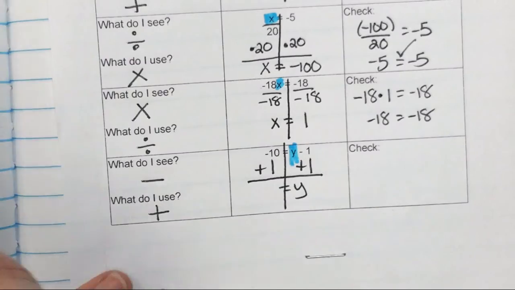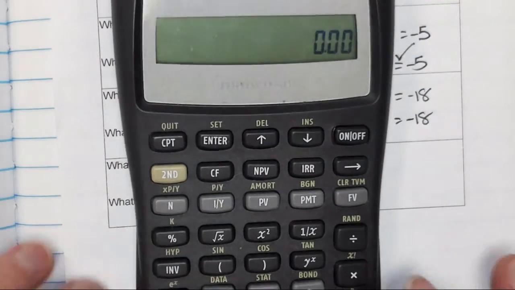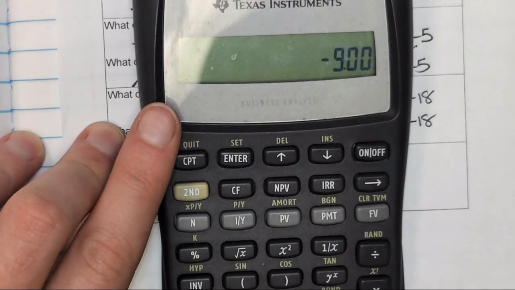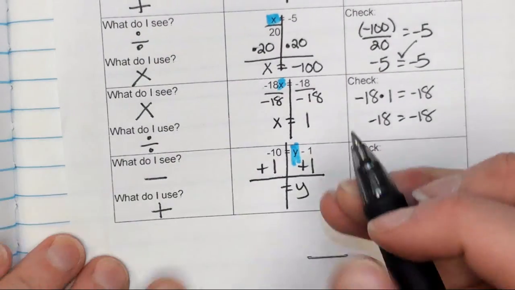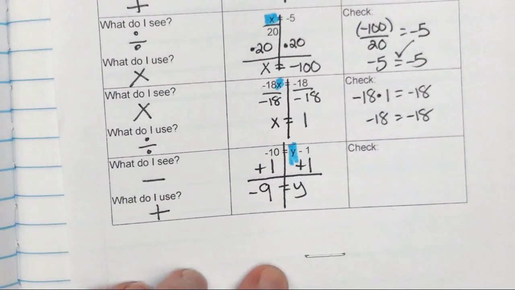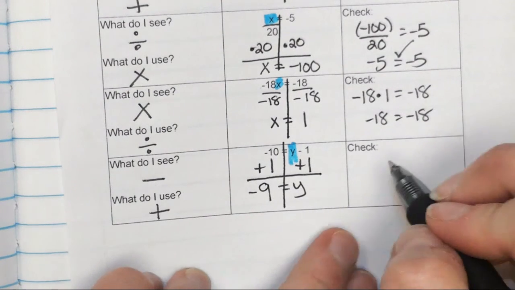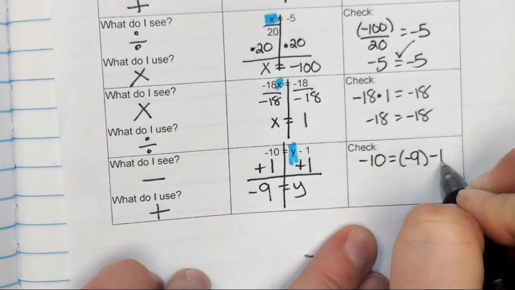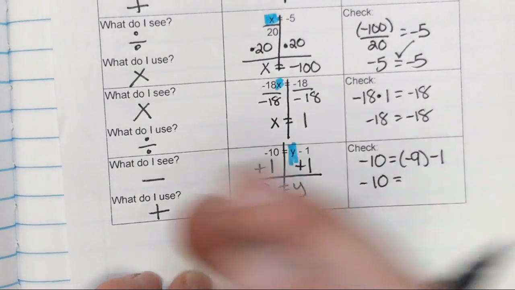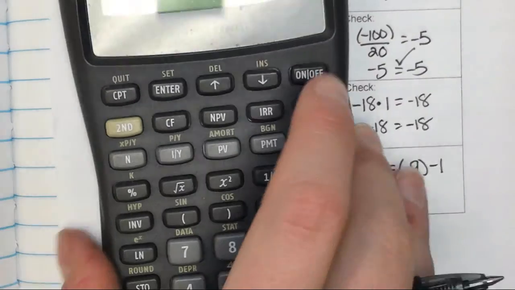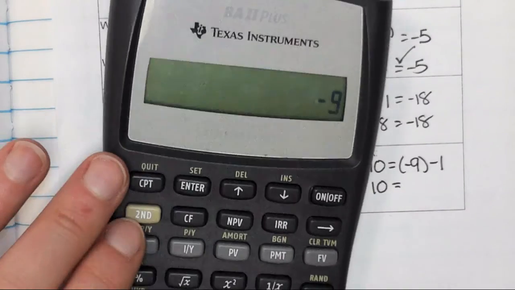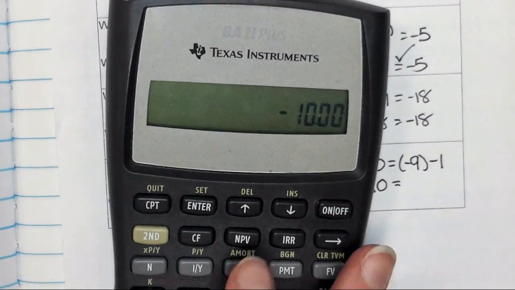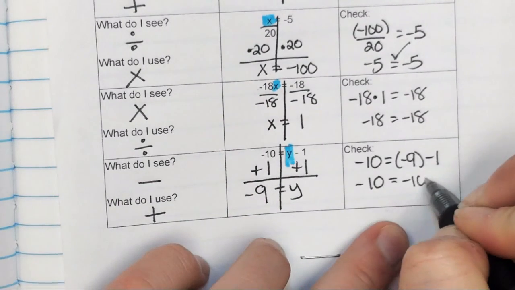And just to double check, I can type in negative 10 plus 1, and that gives me negative 9. So I have negative 9 is equal to y. And then last thing we're going to do is we're going to check. So I have negative 10 is equal to negative 9 minus 1. Negative 10 equals, I'm going to double check that in my calculator, negative 9 minus 1 is negative 10. Checks out.